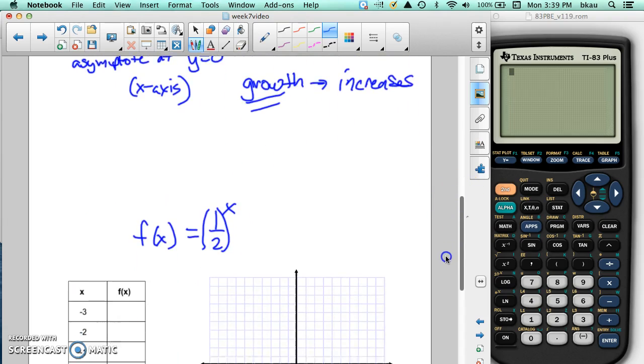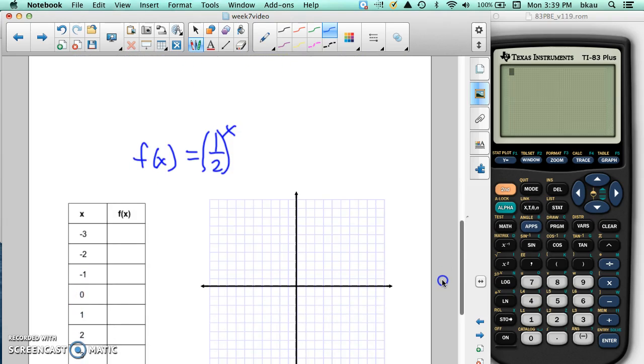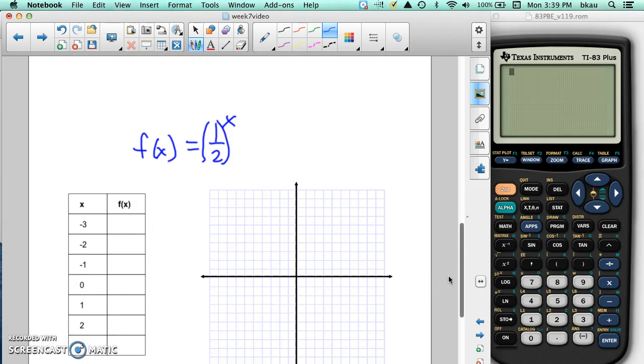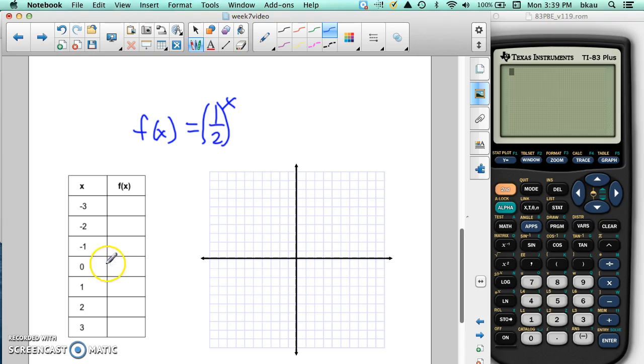Now the second example we're going to do is going to be a reversal of that. Starting off with the positives again, we know anything to the 0 power is 1, and the first power is going to be 1/2, and to the second power is 1/2 times 1/2, which is 1/4, and then we multiply by 1/2 again and get 1/8.